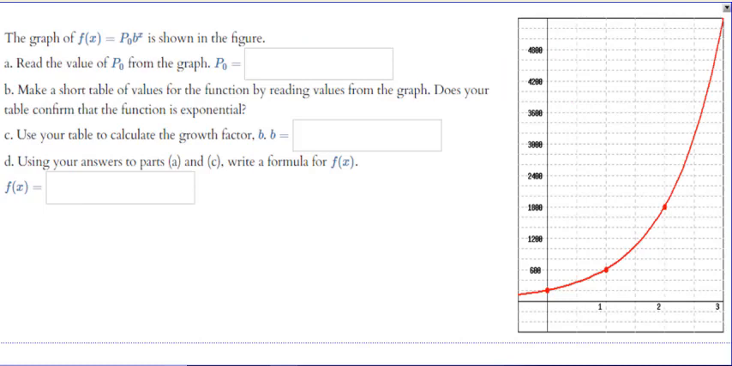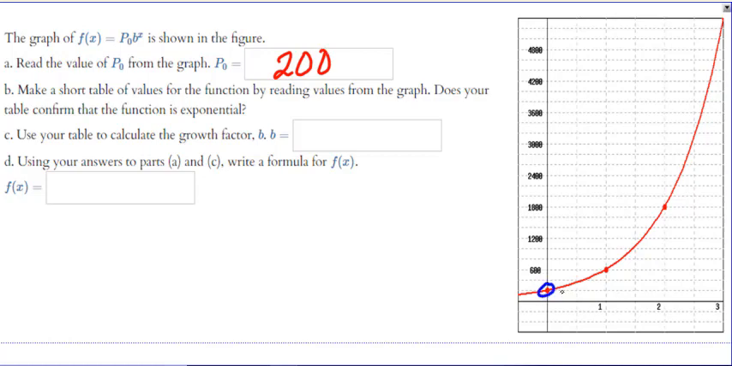Okay, I'm going to work this one. The graph, read the initial value. The y's are going up by 200: 200, 400, 600, 800. So the initial value is 200, that's the point right there.